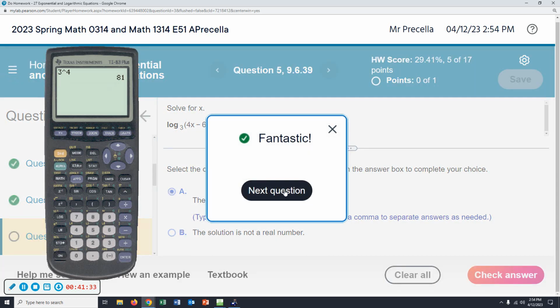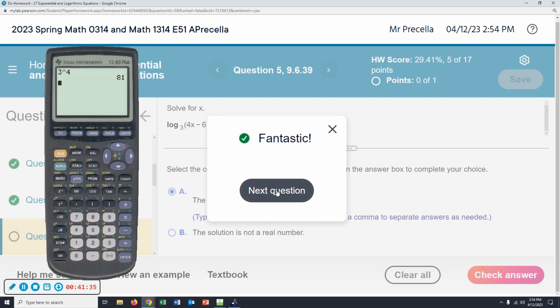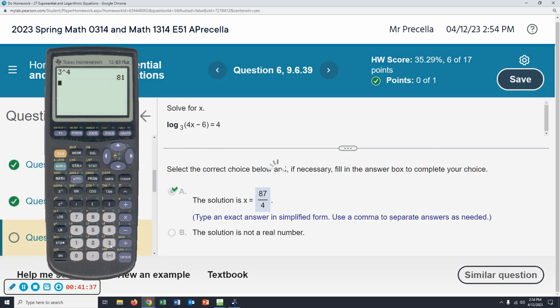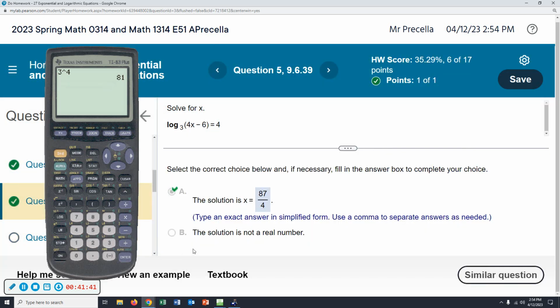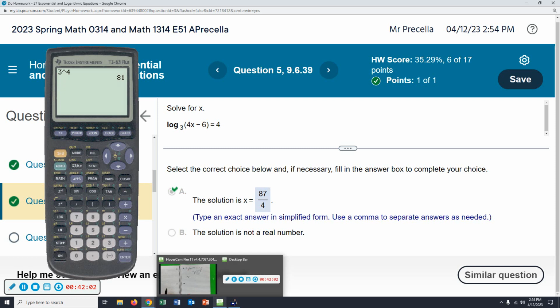Now, let's look back at that answer to possibility B. It says the solution is not a real number. It's possible that you'll go through this and solve for x and get numbers that aren't solutions. In general, after a logarithm, you've got to always have a positive number.